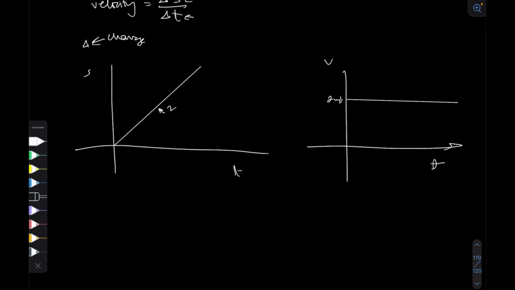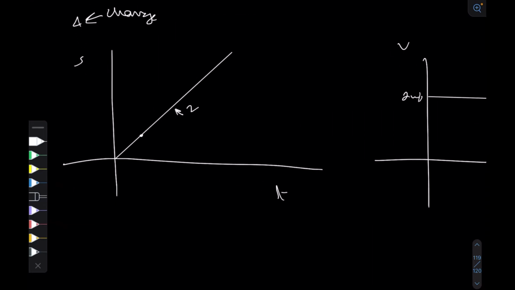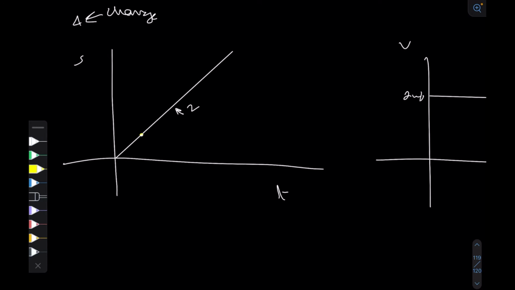So what does the gradient mean? The gradient means the change in y over change in x. If I take this particular point, let's say this is time equals 1, and at this point the displacement was 2. And let's say I take this point, this is time equals 2, and the displacement was 4.